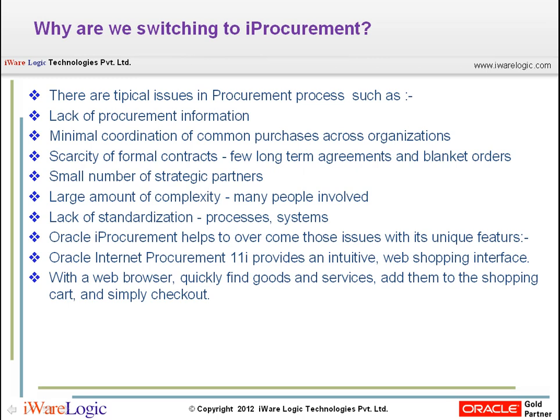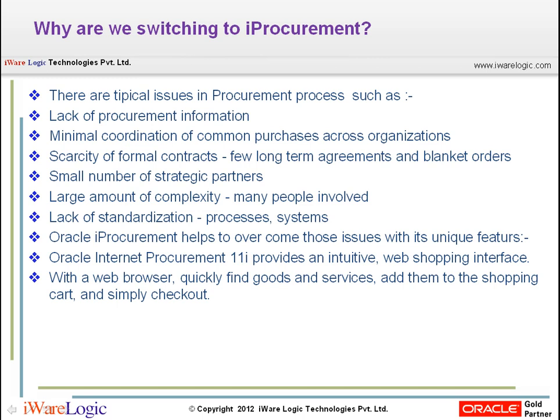Why are we switching to iProcurement? This is a very basic question. There are typical issues in procurement processes, like lack of procurement information, minimal coordination of common purchases across the organization, scarcity of formal contracts like long-term agreements or blanket orders, a small number of strategic partners, and a large amount of complexity, such as many people being involved in the purchasing process or the approval process. There is also a lack of standardization of processes as well as systems.